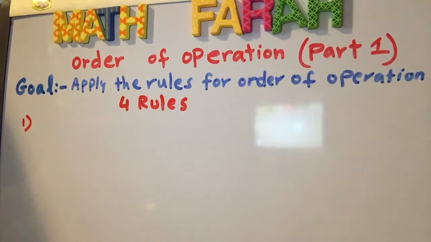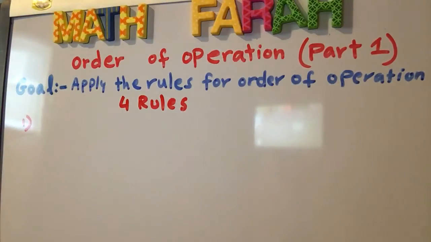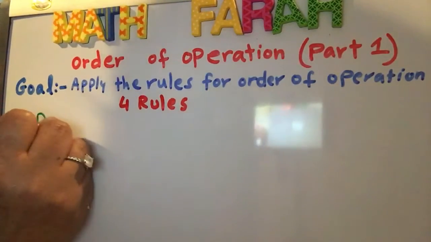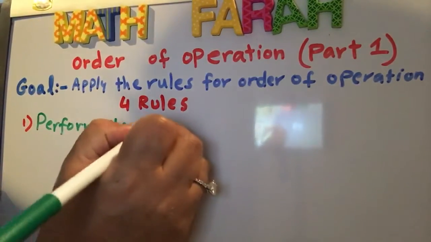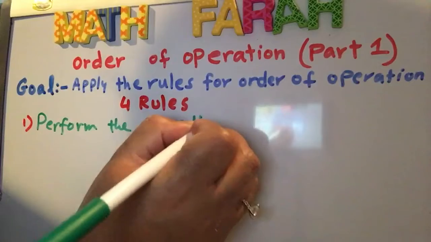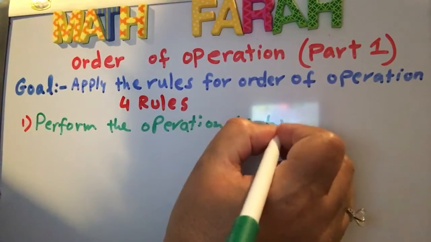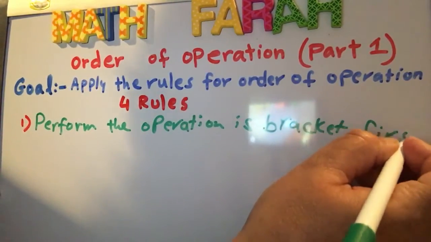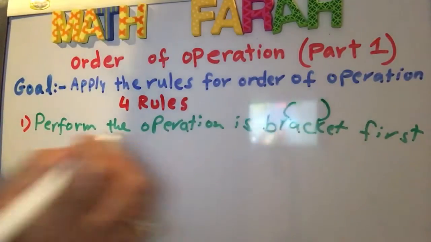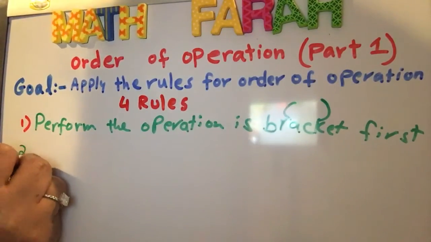So today's lesson is about order of operations. Our goal is to apply the rules for order of operations. There are 4 rules. Rule number 1 is to perform the operation in the brackets first.